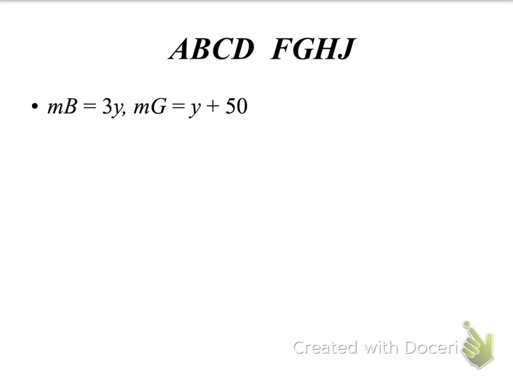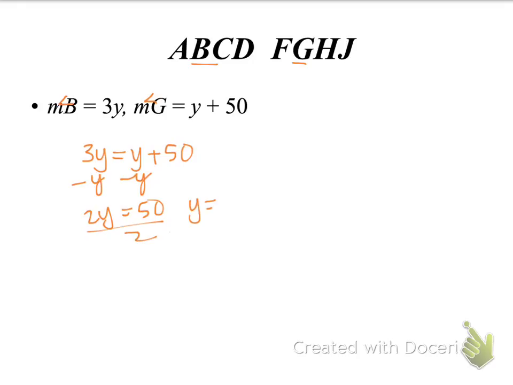Okay, so it says, this should say the measure of angle B and the measure of angle G. Okay, represent those. Well, if I look, B and G should be congruent. If they're congruent, we can set these equal and solve. So I'm going to subtract y, divide by 2, I get y to be 25. That's why order matters when you have the congruency statement. That was supposed to say congruent in there too.